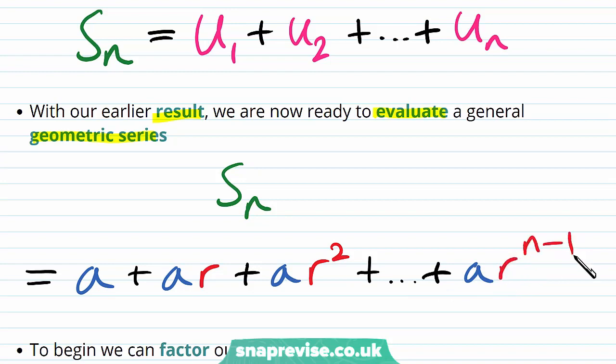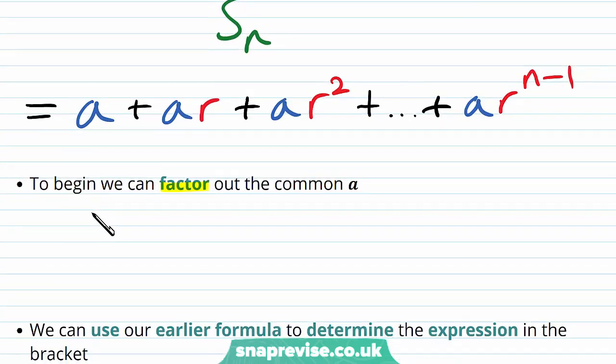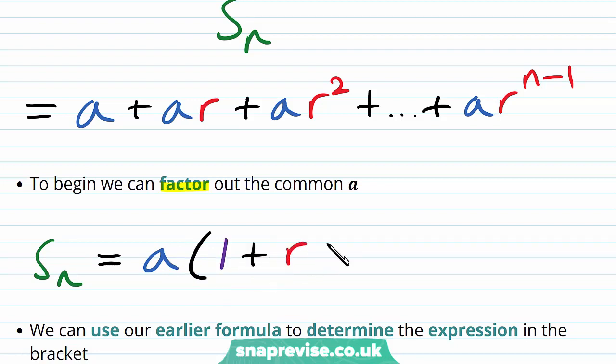To begin, we can factor out the common a. The word common here isn't referring to the common ratio, but the fact that a is common to every term. We can factor out the a, so we have the Sn is equal to the a, and then we factor out the a from all of them, so we just have a 1, and then we have a plus r and a plus r squared, and this goes all the way up to our final term, which is r to the power of n minus 1.